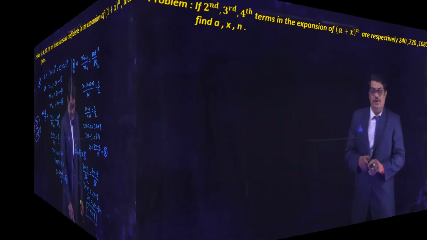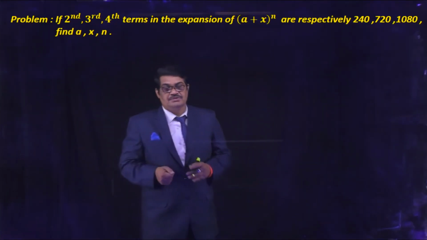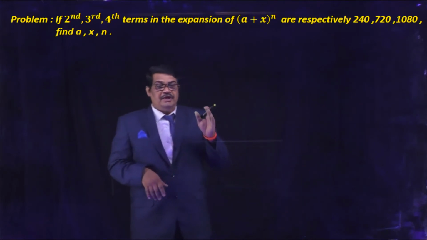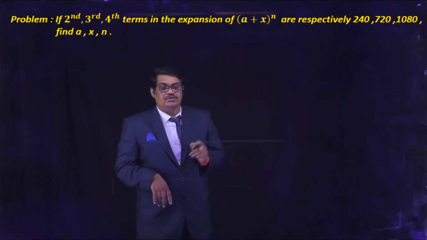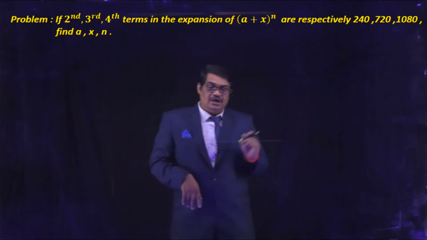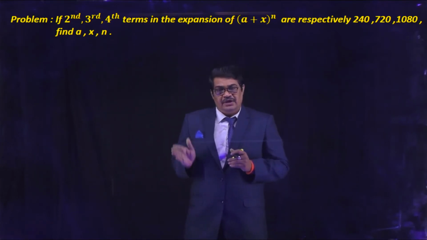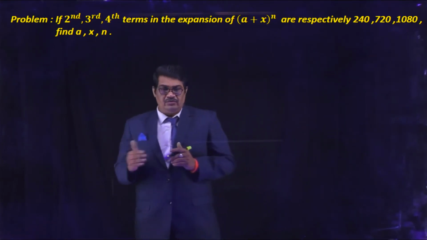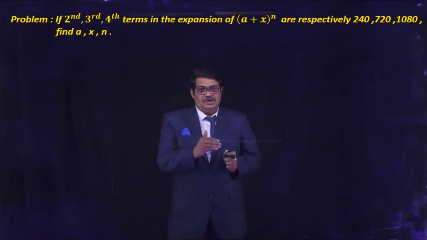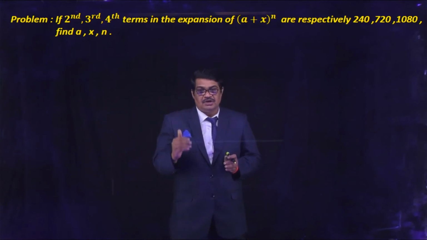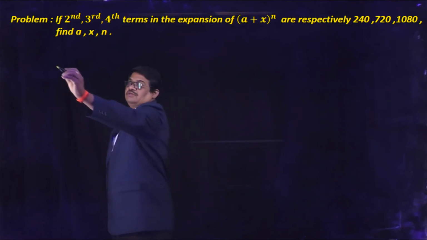Okay, see another problem. If the second, third and fourth terms in the expansion of (a + x)^n are respectively 240, 720 and 1080, then find a, x and n. Now we have to find these values. The second term, third term and fourth term are given. Okay, see the solution.